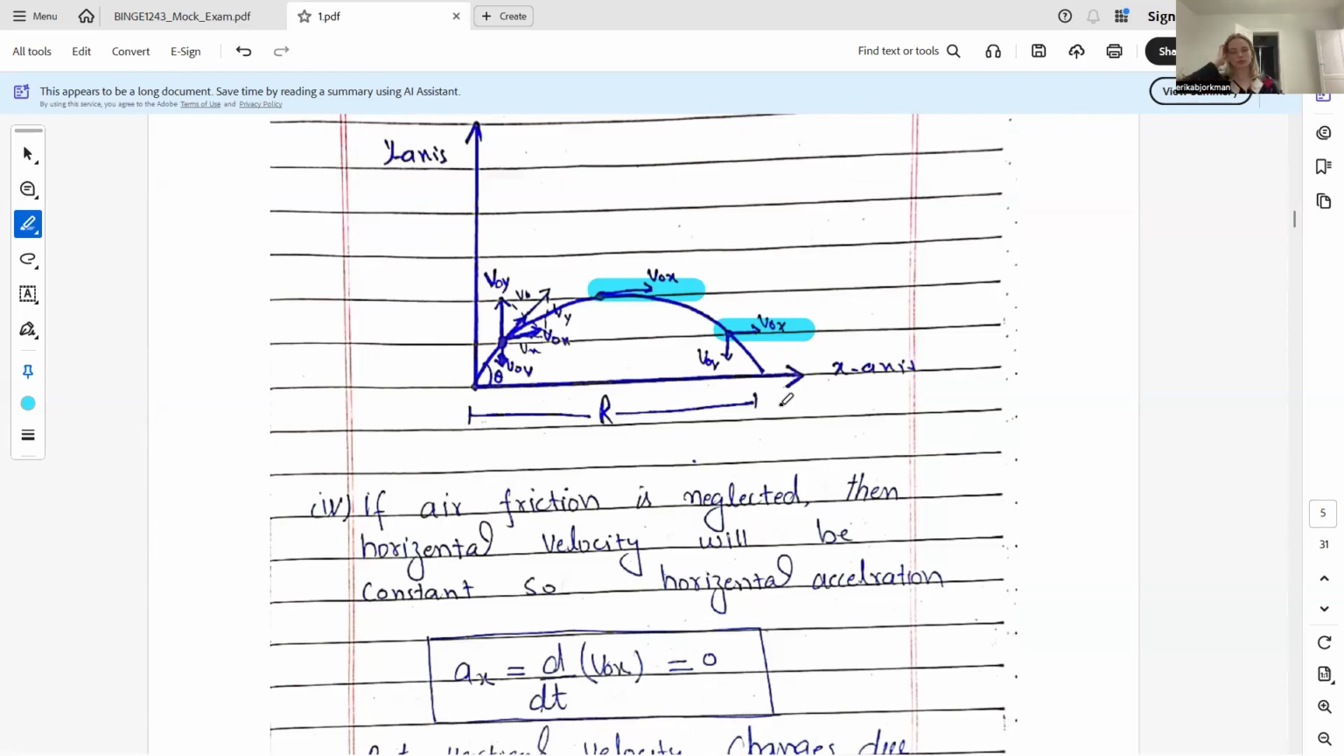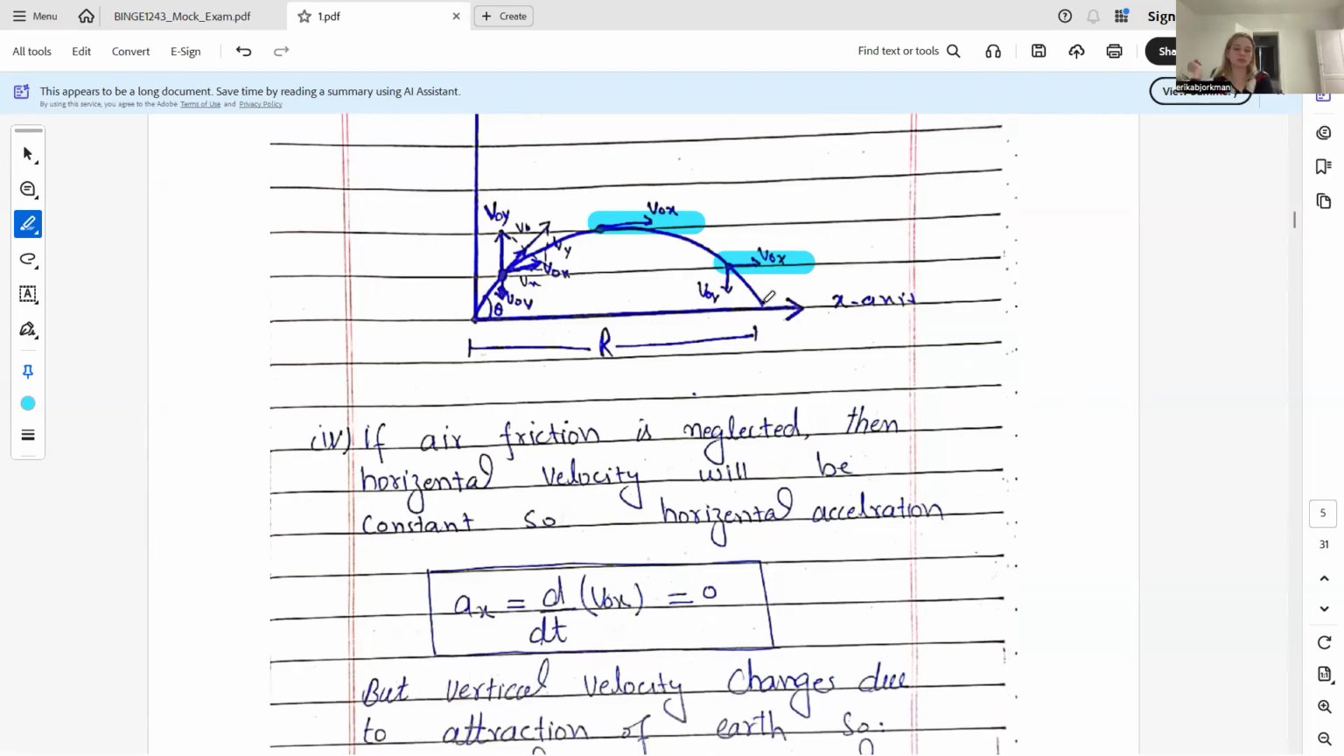And for the acceleration, we know the rate of change of velocity is called acceleration. As there is no rate of change of horizontal velocity, its horizontal acceleration is equal to 0.